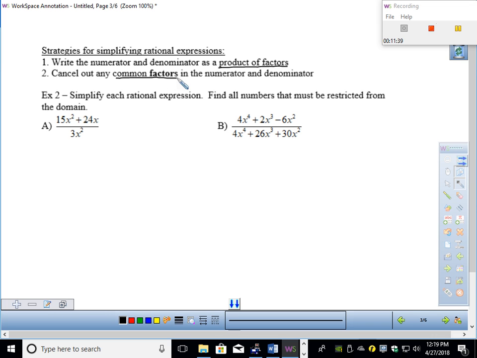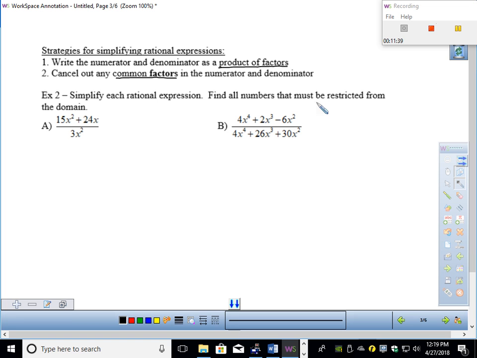So as we look at example 2, the instructions are pretty simple: simplify the rational expression, and then there's the secondary piece about finding the numbers that must be restricted from the domain. Very simply, before we think about canceling stuff out, the first thing you have to do is factor. So don't think about canceling just yet. That's a secondary piece. The first thing you want to do is say, can I factor the numerator? And if so, do it. Can I factor the denominator? And if so, do it.